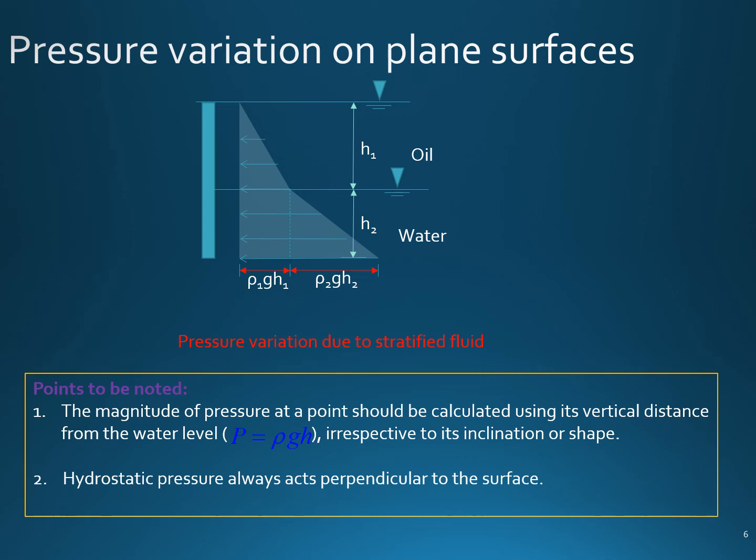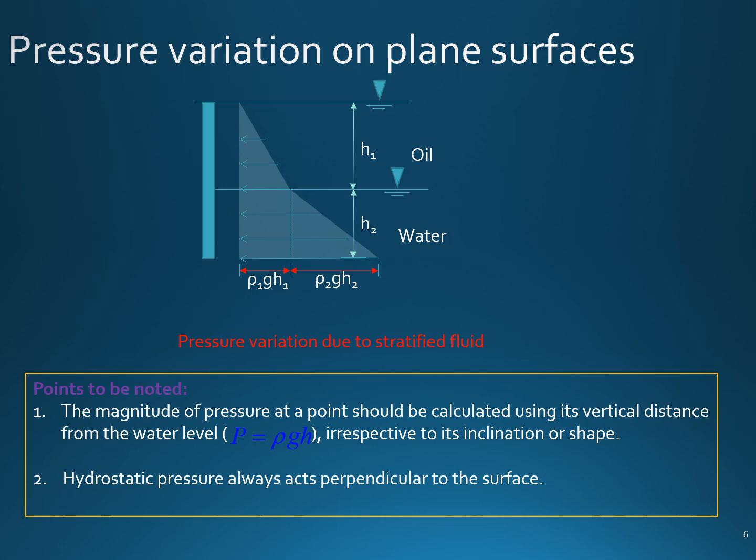Now below the interface, we need to be a little bit more careful. We cannot just say rho 1 times g times (h1 plus h2), right? Because the liquids are different and the densities are different. So below the oil water interface, the pressure due to water should be rho 2 times g times h2. If you look at only the pressure due to water, that will be rho 2, the density of water, times g times h2. So at any point, rho 2 times g times h2.